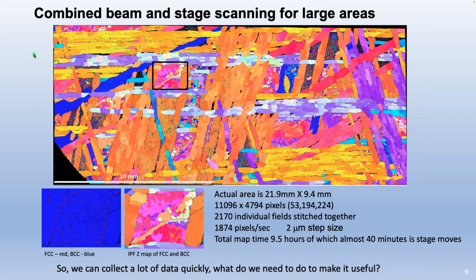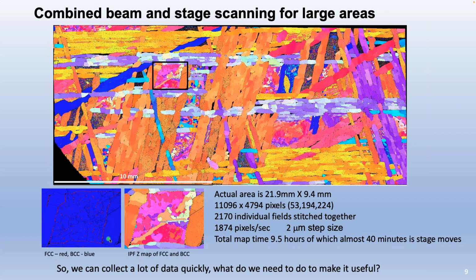This is a multi-phase sample. There's FCC in here and body center cubic phases. You can see the IPF, the inverse pole figure maps, for example, extracted from this area up here in this map. So we can collect a lot of data quickly. What do we need to make it useful?